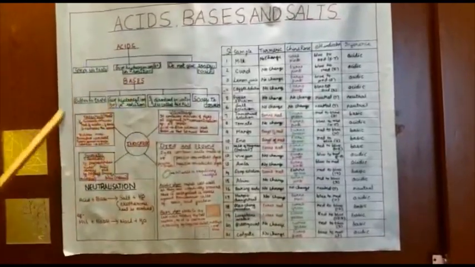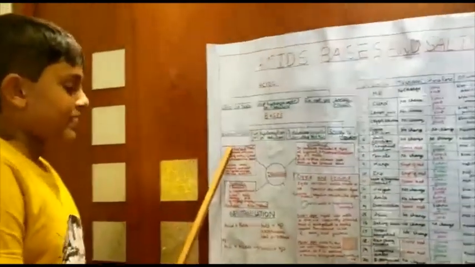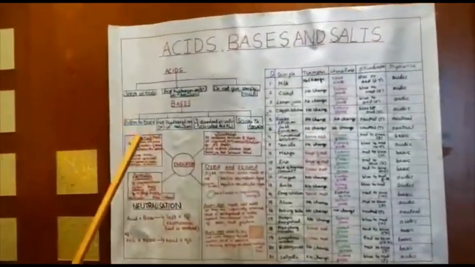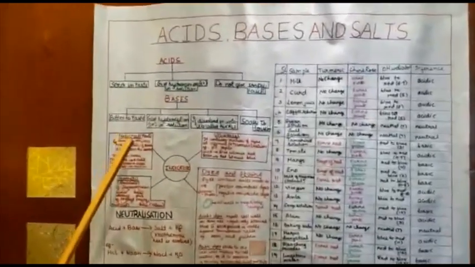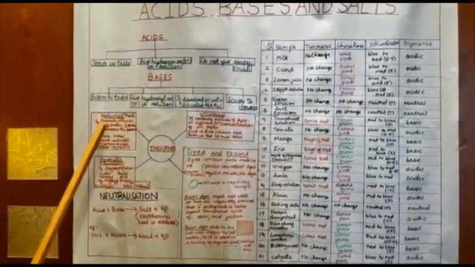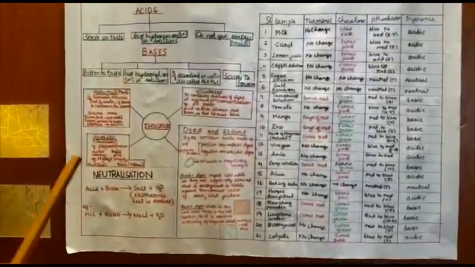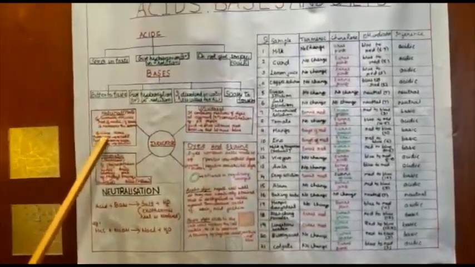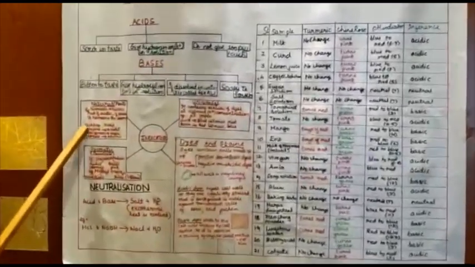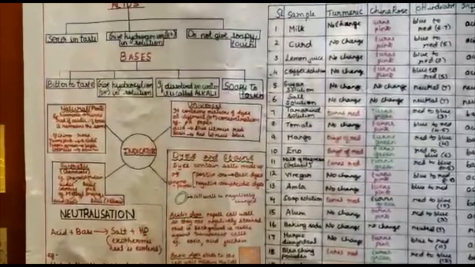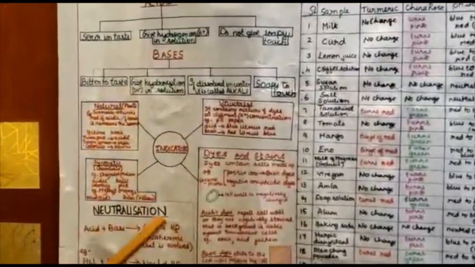Indicators. There are four types of indicators. First, we'll see natural indicators. Natural indicators are obtained from plants. For example, turmeric turns red if basic. If acidic, it remains the same. Another example is China rose. It turns pink in acidic solutions and green in basic solutions.